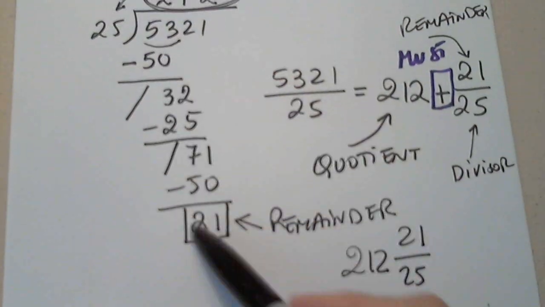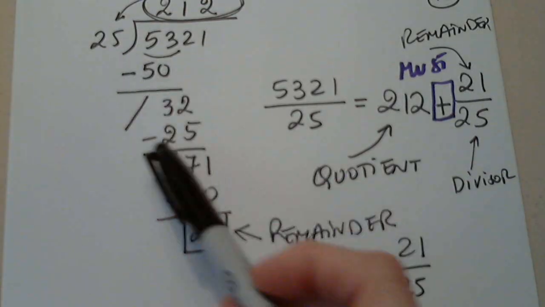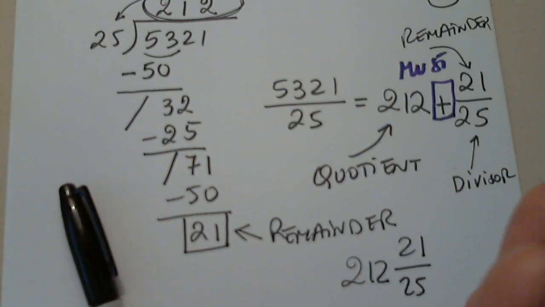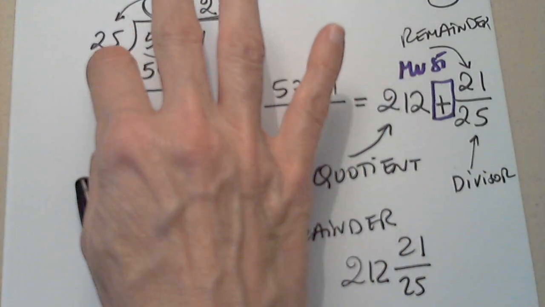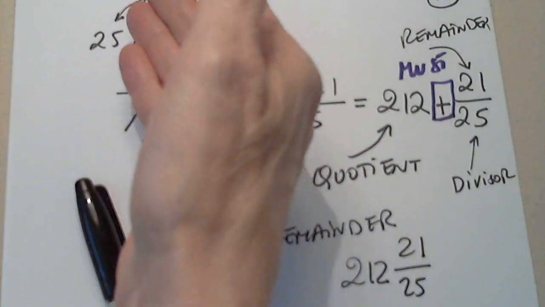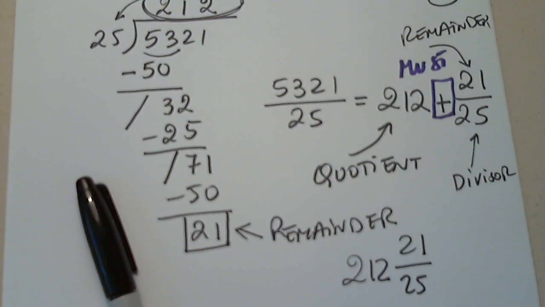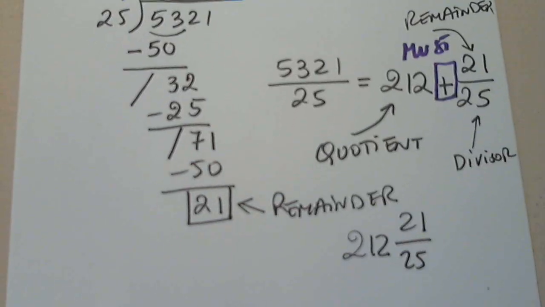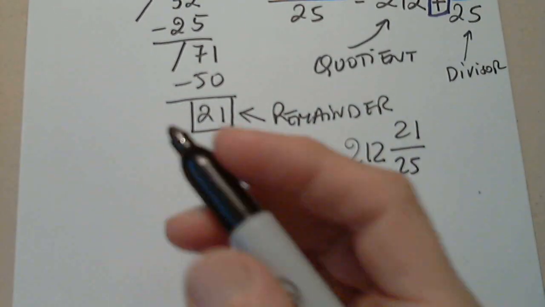I always present this because students ask me, but why did you change the sign? I understand. 2 times 25 is not negative 50, but I have to change the sign because I have to subtract. The same procedure applies here. Ready?